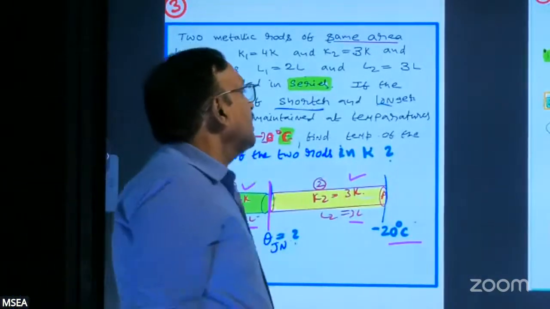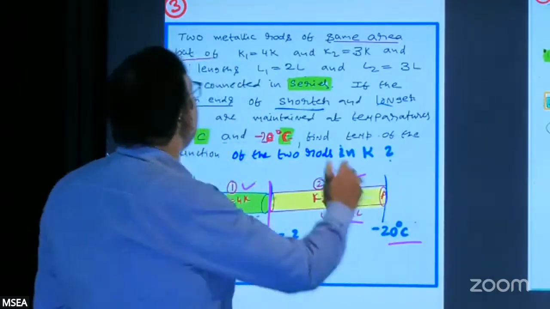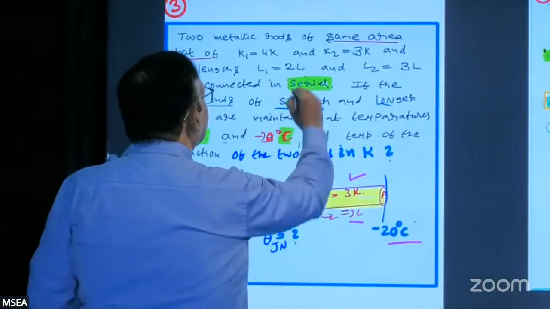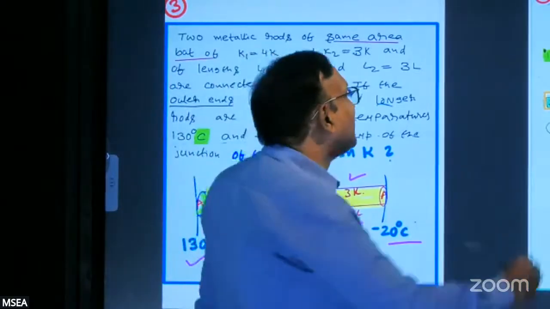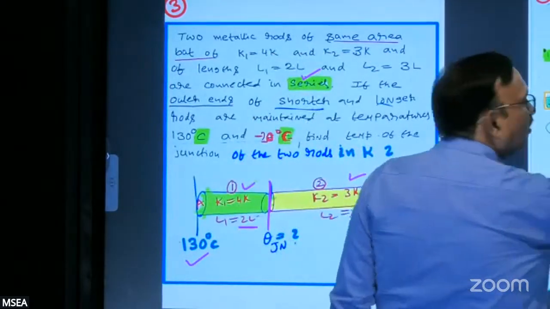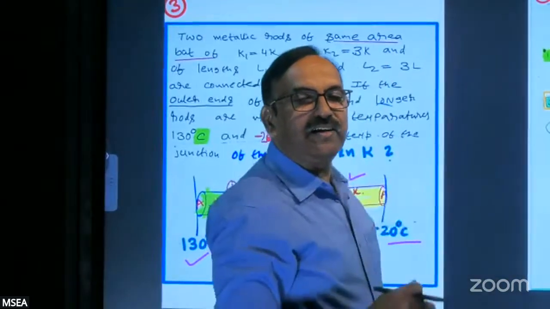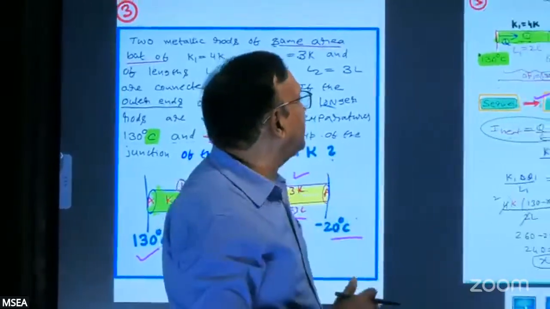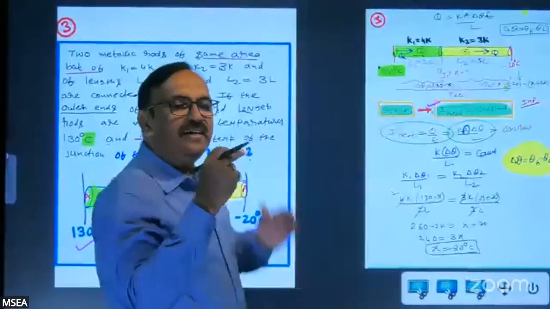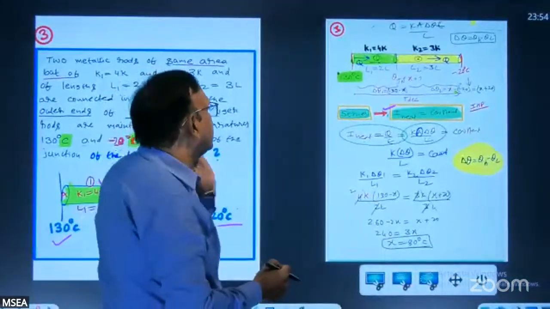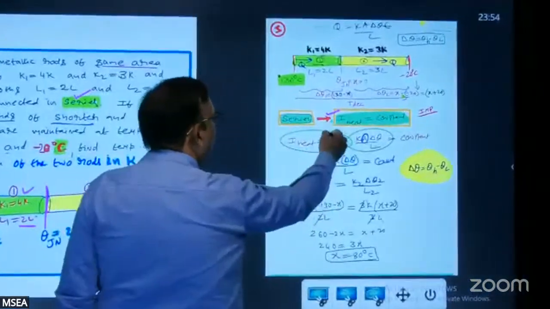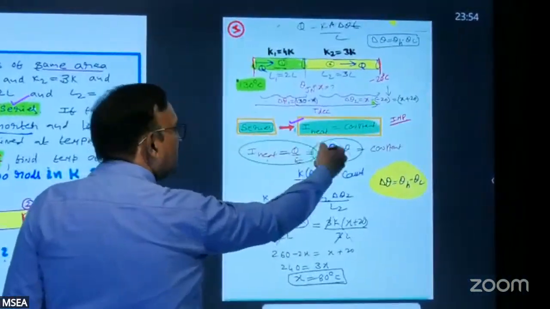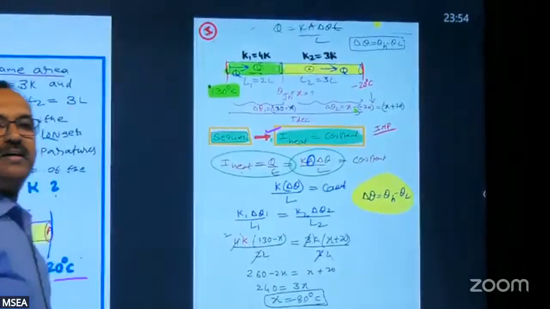Pay attention. The moment you hear that these two conductors are connected in series, the first and foremost point is that the heat current will remain constant. Already we discussed in the theory, the rate of flow of heat will be the same, just like in current electricity, in series combination current is constant. What is the formula for heat current? Heat current is the rate of flow of heat energy, Q by T, which is K A delta theta by L.